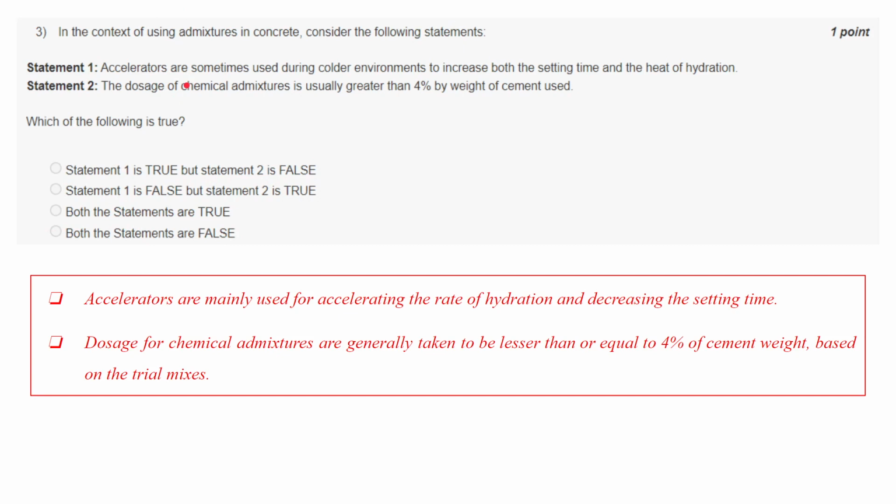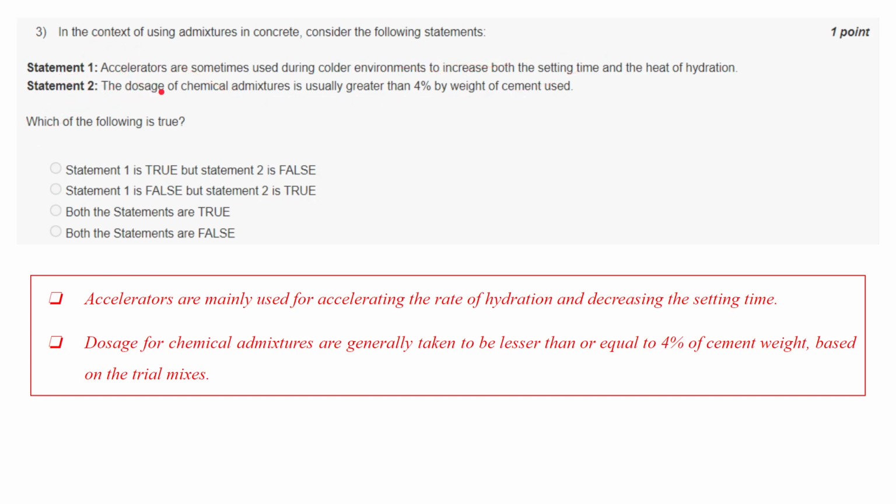So as you can see, accelerators are mainly used to increase the heat of hydration and decrease the time of setting. They are mainly used in cold places, or in shotcreting, or where we need rapid strength. So it reduces the setting time. Therefore statement 1 is false.